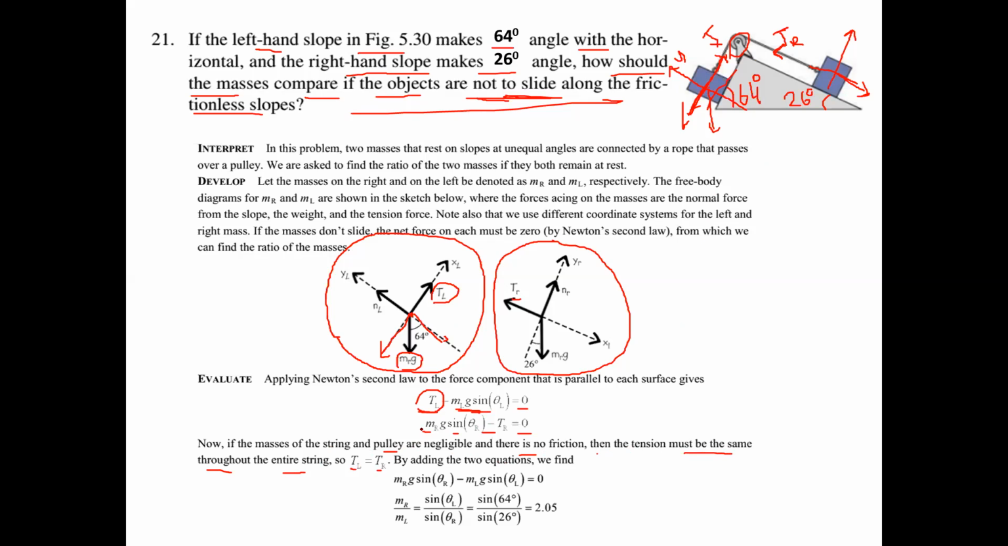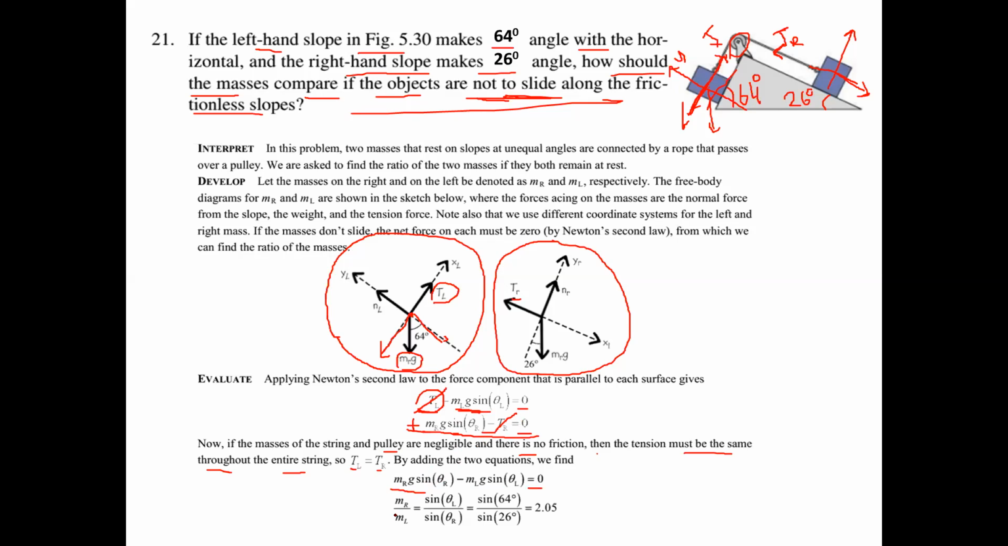So in this case, if you add these two equations, TL will be equal to TR, right? These two tensions will cancel each other, and in the last step you have this one, MRG sine theta R minus MLG sine theta L will be equal to 0.